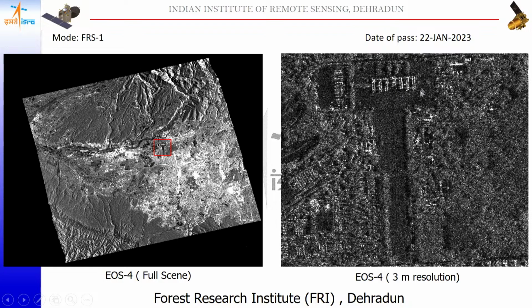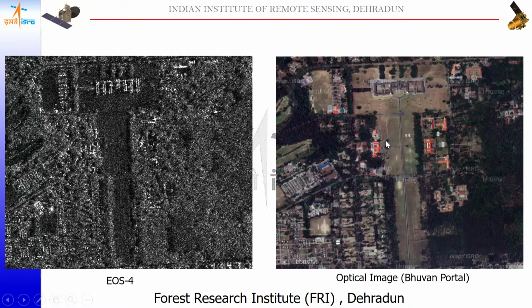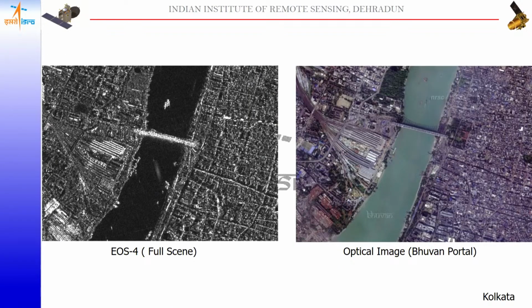Due to the high backscatter from double bounce scattering of the building, you can see the FRI building having high backscatter. You can see this in the SAR image and in the optical image, how the different features look. We can see very high backscatter for the building, medium level for the vegetation, and very low backscatter for smooth surfaces due to specular reflections. This is another image of EOS4.